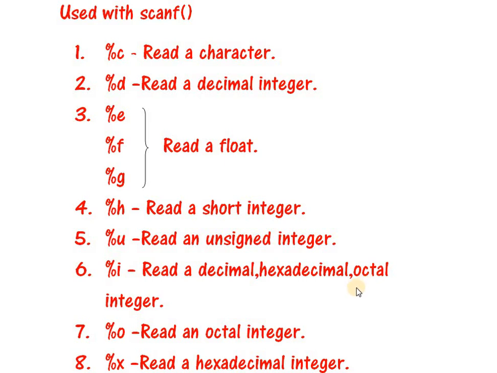Here, 4A3 is a hexadecimal number, 43 is a decimal number, and for octal we use 0 to 7. %i is common for all. If you want a format specifier for a specific decimal, we use %d. For a hexadecimal integer we use %x, and for an octal integer we use %o. After that, go to the next format specifier.